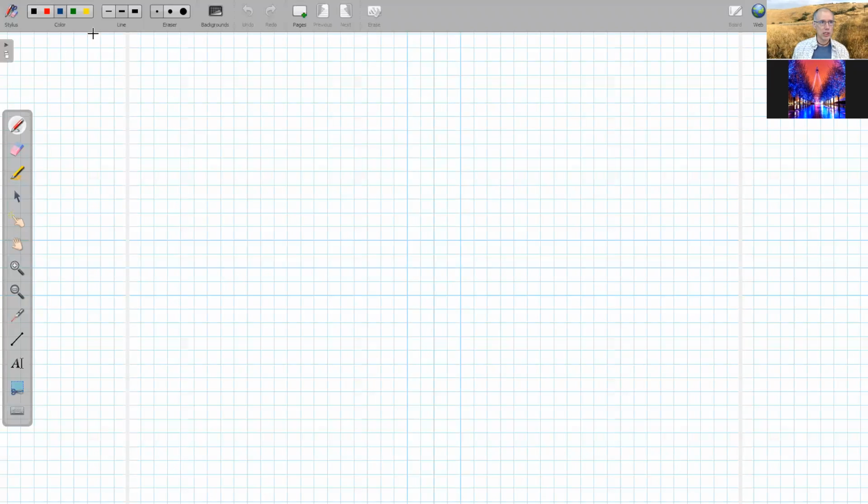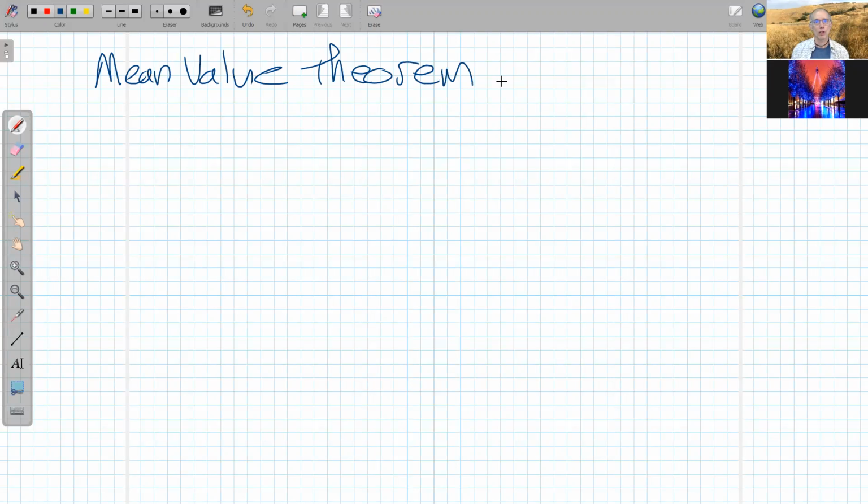All right, so mean value theorem. The mean value theorem is about average values of functions. So we have some function f of x. We want it to be continuous and differentiable.